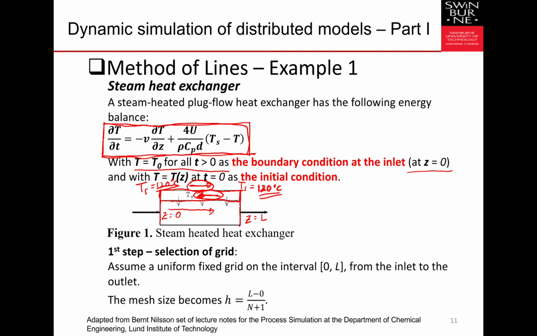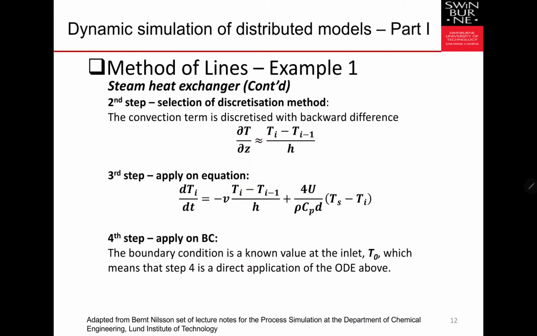The first step will be the selection of the grid. So we take a grid from the inlet of this tube, up to the outlet of the tube, L. The mesh size becomes h equal to L minus 0 divided by the number of internal grid points plus 1.